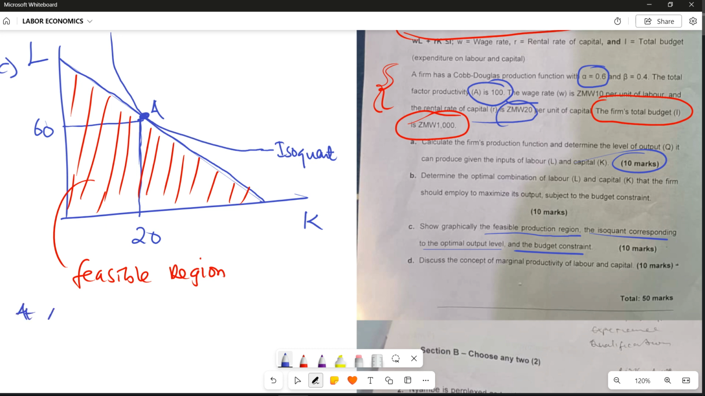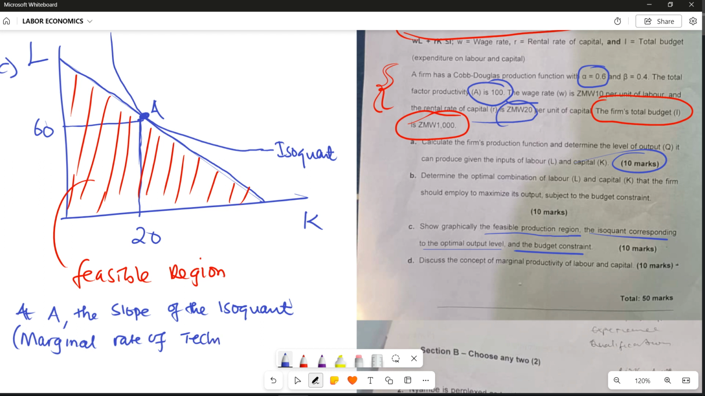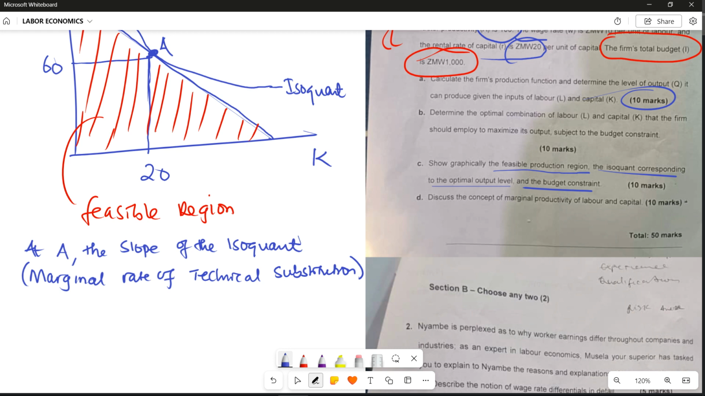So at that particular point A, let me write this. We say at point A, the slope of the isoquant, which is called the marginal rate of technical substitution, is equal to the slope of the isocost line.